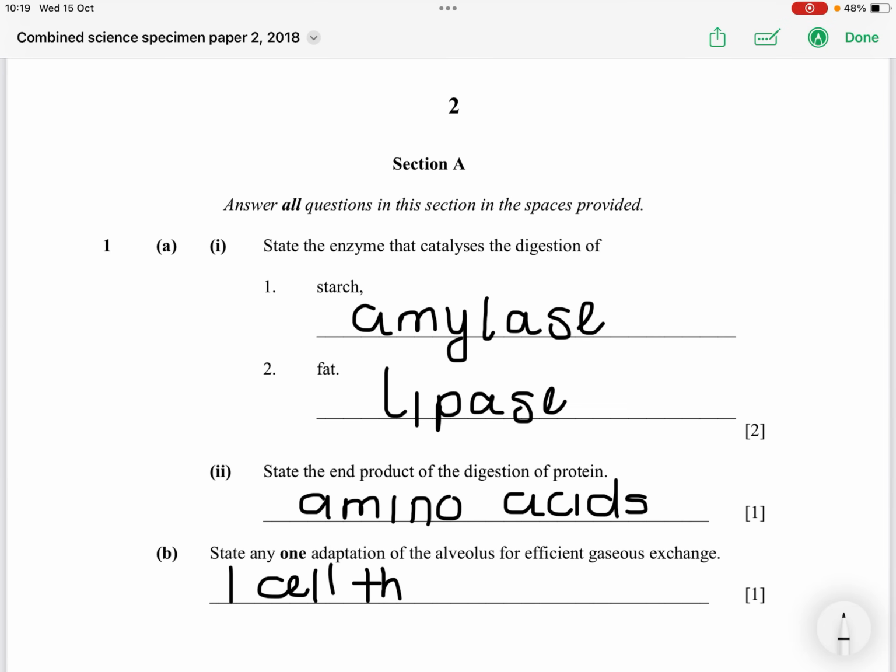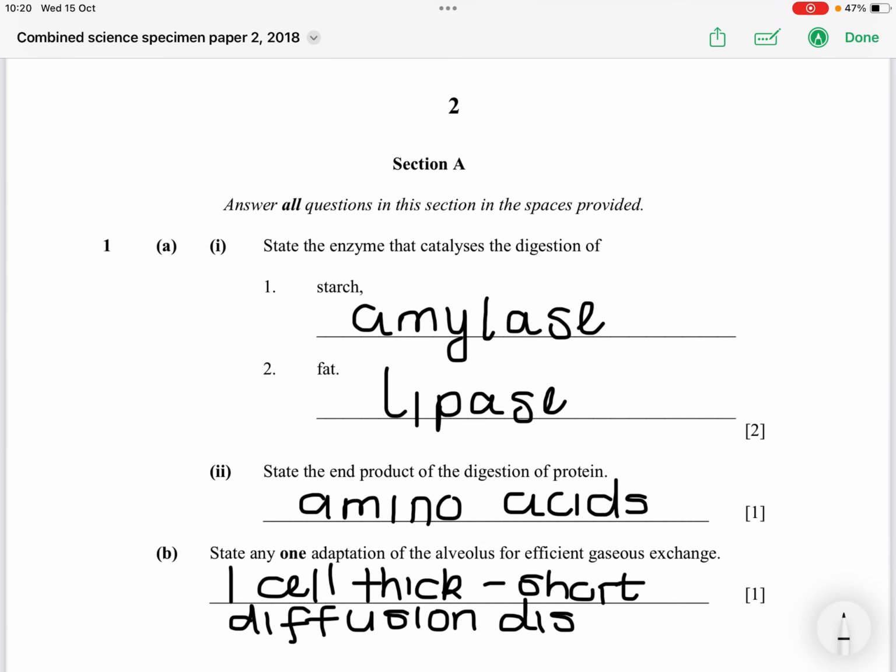So we talk about 1 cell thick, and you link this structure to function. This 1 cell thick, it is there to provide the short diffusion distance, right? So this is how you are expected to write your answers. You are supposed to link structure to function. So 1 cell thick, this is for short diffusion distance. So make sure that you understand the adaptations.